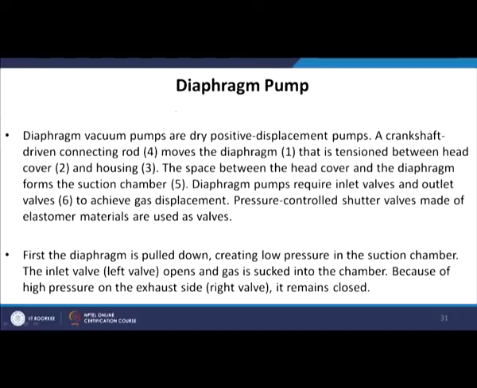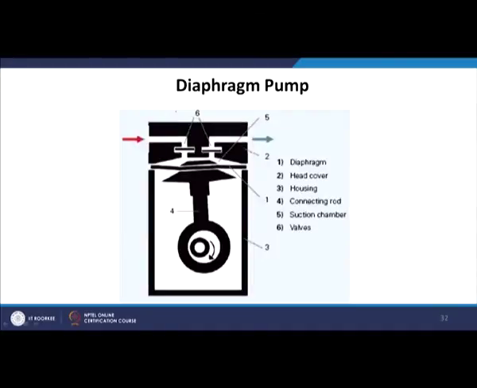First, the diaphragm is pulled down, creating low pressure in the suction chamber. The inlet, the left valve, opens and the gas is sucked inside the chamber. Because of the high pressure on the exhaust side, the right valve remains closed. So, this is a picture of a diaphragm pump. Here this is the diaphragm which can compress. You can see there is a head cover at this place, and 3 is the housing, and this is a connecting rod which is a crankshaft rod, and 5 is the suction chamber, and the 6 is the valves.